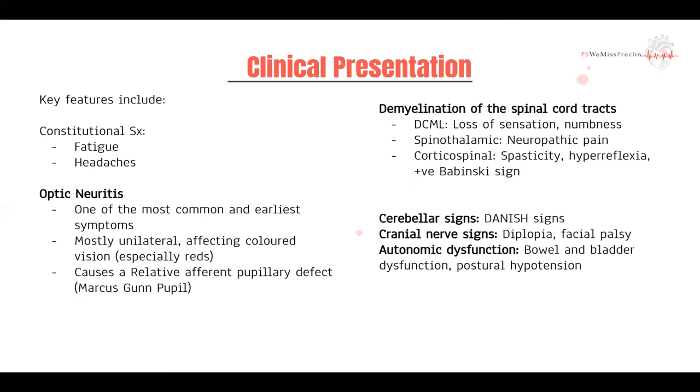You can also have your cerebellar signs, which are your DANISH: dysdiadochokinesia, ataxia, nystagmus, intention tremor, and so on. You can then also have cranial nerve signs, as I talked about earlier. So optic neuritis is one of them. You can also have diplopia if your ocular nerves and ocular muscles aren't functioning as well, as well as facial nerve palsy. Lastly, you can also have autonomic dysfunction, so issues with your bowel, bladder, postural hypotension, sexual dysfunction, and so forth. So as you can see, it's kind of weird, wonky neurological signs all over the place. And that is typically how they would present: neurological signs that otherwise don't fit in with a single lesion.